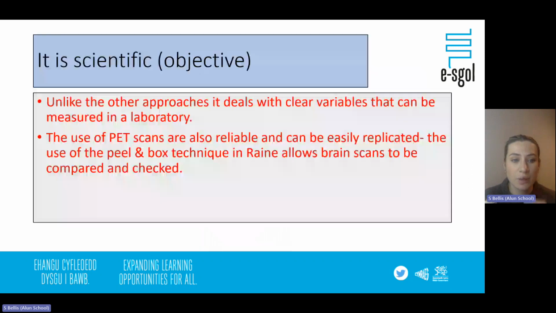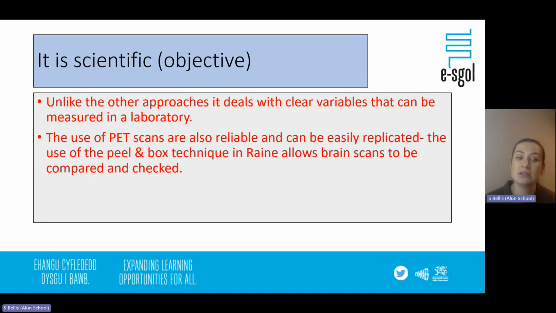So starting off with the strengths then. The first strength, and I've spoken a little bit about this already, is that it is scientific, okay? It's an objective way of looking at behaviour. So unlike the other approaches, it deals with clear variables that are measured in a lab.